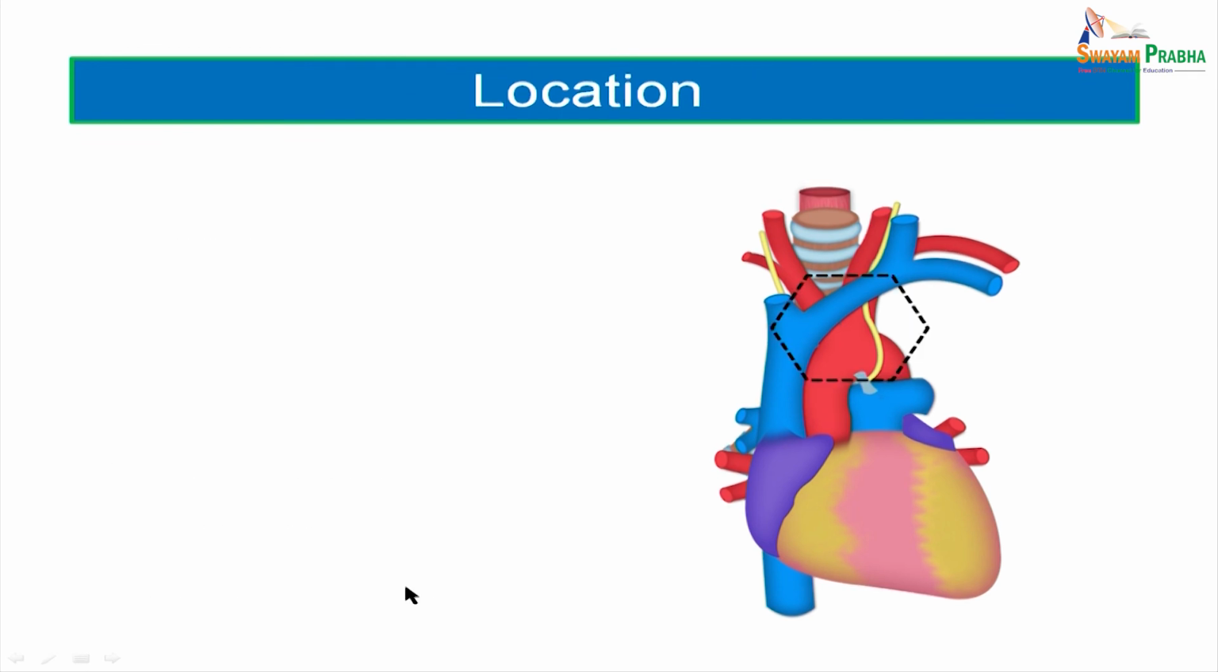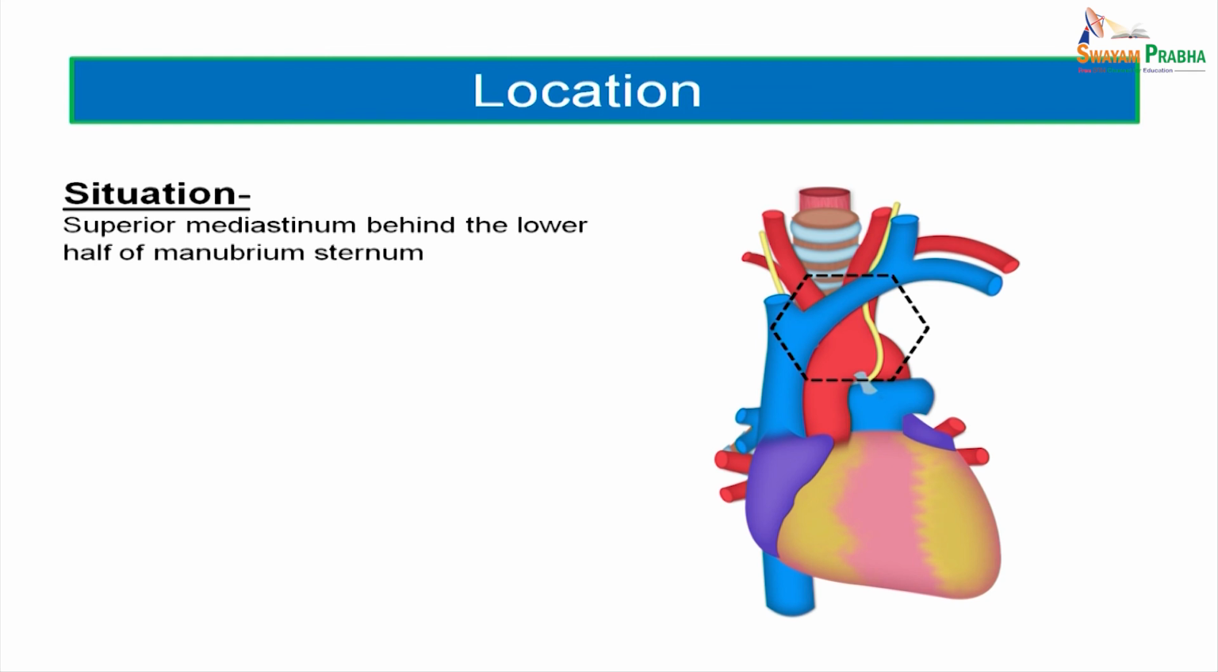So where is the arch of aorta located? It is situated in the superior mediastinum, just behind the lower half of the manubrium sterni. If you were to consider this as the manubrium sterni, the lower half of the manubrium sterni is related to the arch of aorta.